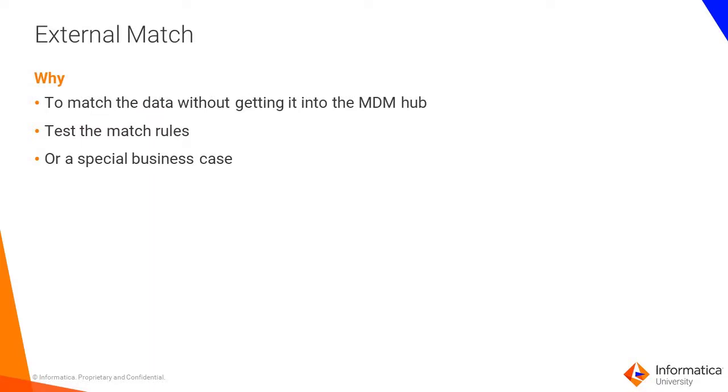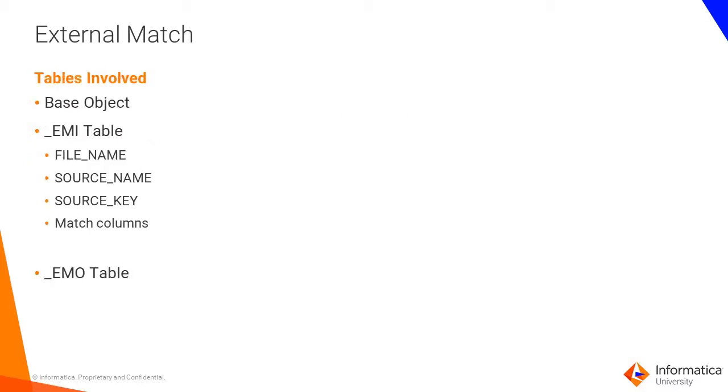External match is used to test the matching rules or to match the data within the hub with data that's not in the hub yet, or maybe for some special use case that does not require data to be within the MDM hub. The components that are involved here are: one, the base object; two, the underscore EMI table; and the third one is the underscore EMO table.